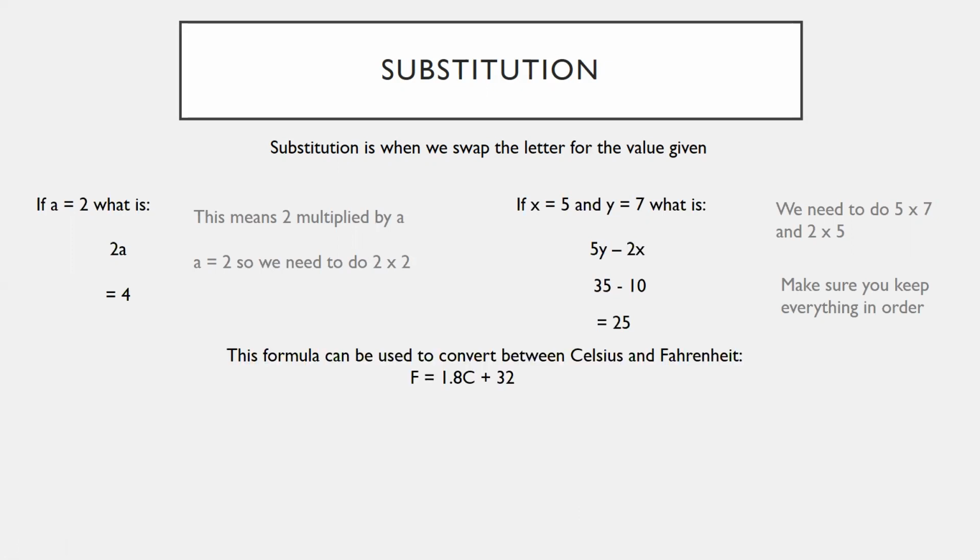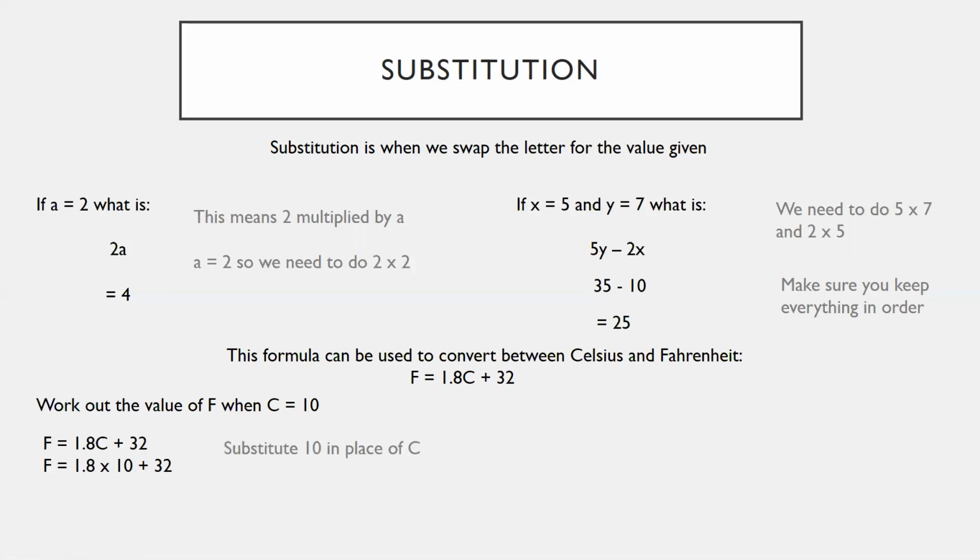We often use substitution with different formulas. So here is a formula to convert between Celsius and Fahrenheit, and the formula is F equals 1.8C plus 32. So we need to work out the value of F when C is 10. So we just take the formula and we substitute 10 in place of C. So C was here. I've just changed that to times 10 because that is what we are told C is.